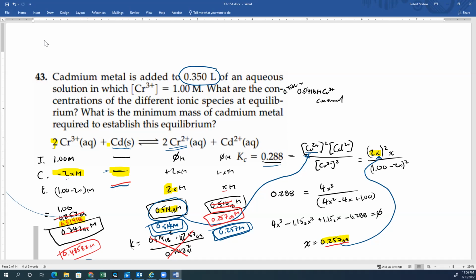That's going to give me the moles of chromium 3 plus. And from the moles of chromium 3 plus, I need to figure out how many moles of cadmium that is. We can just do that based on the mole ratio. It's a 2-to-1 mole ratio. So 1 mole of cadmium is consumed for every 2 moles of chromium 3 plus consumed. And then I need the molar mass of cadmium, so I need the periodic table for that. Let's get the periodic table.